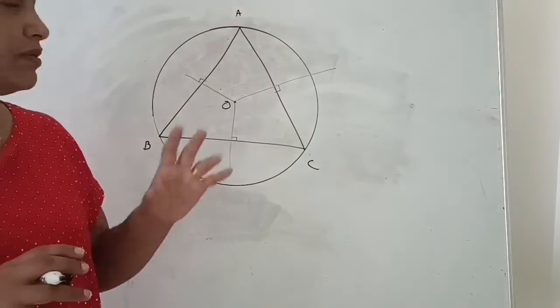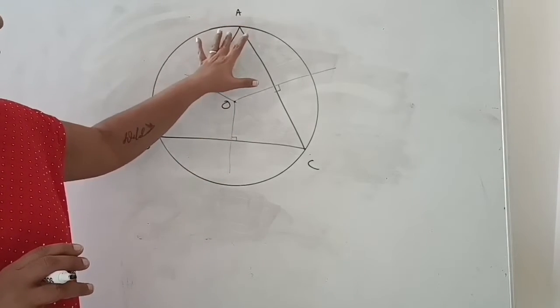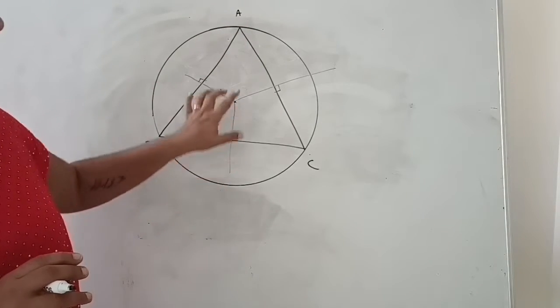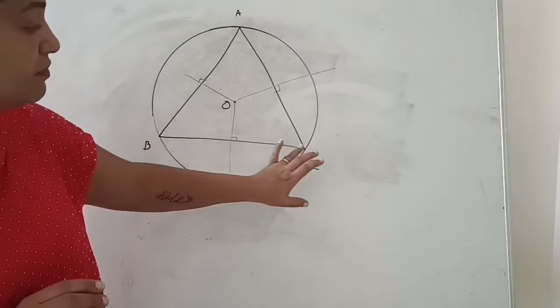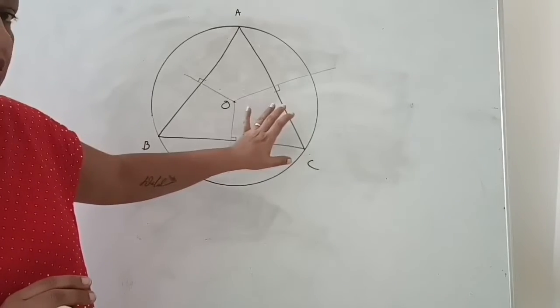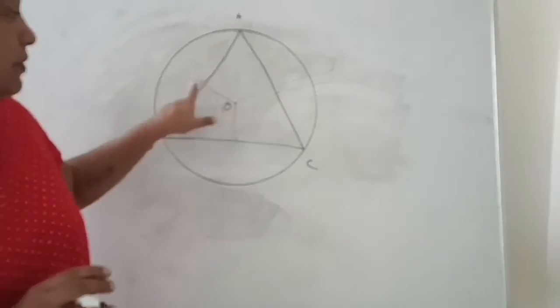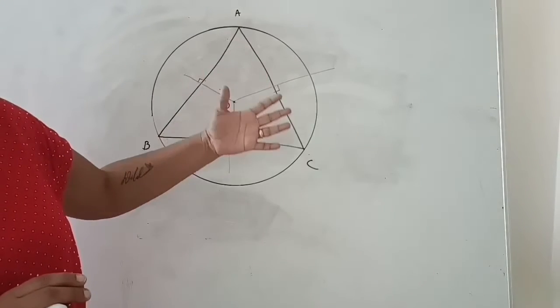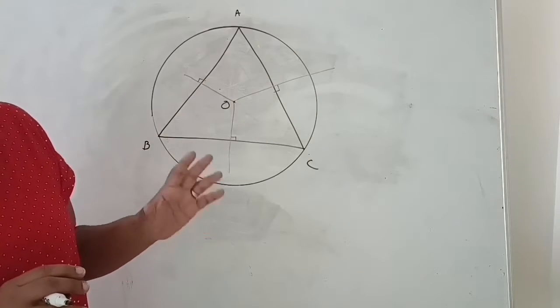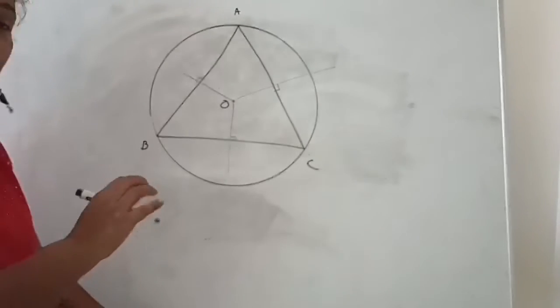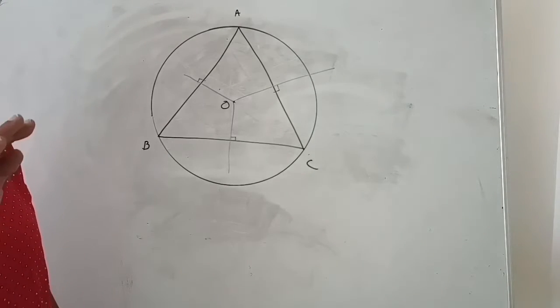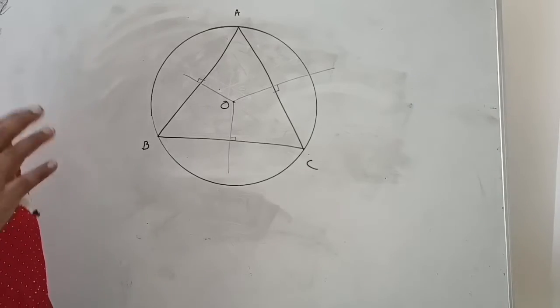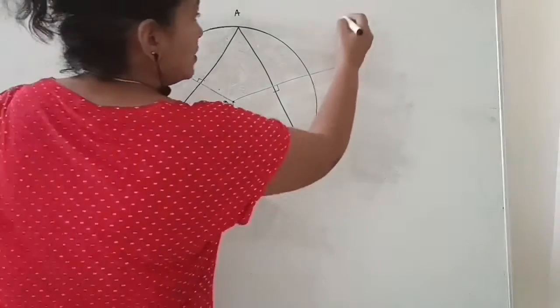I have a triangle here. You can see that I have enclosed the triangle within a circle. You can see that all the vertices of the triangle are touching the circumference of the circle. These are the perpendicular bisectors and they are meeting at a common point O, which we have already discussed is called the circumcenter. Right? Now, before we move on to the properties of a circumcenter, let us first discuss what a cyclic figure is.